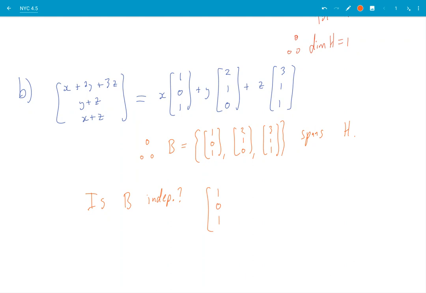Well, you can check by throwing this into a matrix and reducing. 1, 2, 3, 0, 1, 1. So subtracting it, -2, -2, giving me 1, 2, 3, 0, 1, 1, 0, 0, 0. So I'm missing a pivot, so this set is dependent.